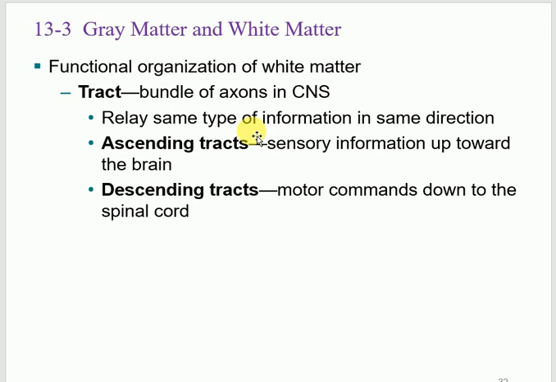Now inside the gray matter, what do we have? Somatic and visceral sensory in the posterior horn, somatic motor in the anterior horn, and then autonomic motor in the lateral horn. This is the gray matter. How about the surrounding? What do we have here? We have a bunch of tracts. Some tracts are going up, some tracts are going down. That's within the white matter. The ones that are going up are called ascending. The ones that are going down are called descending tracts.